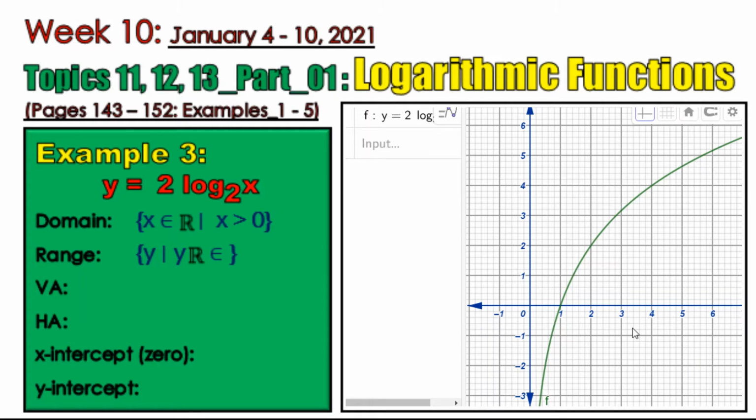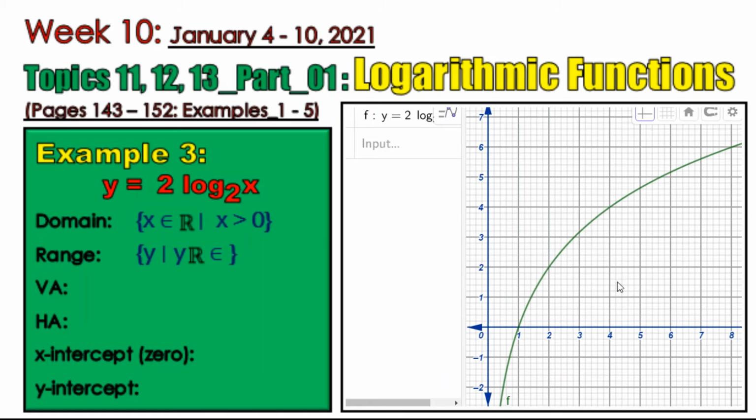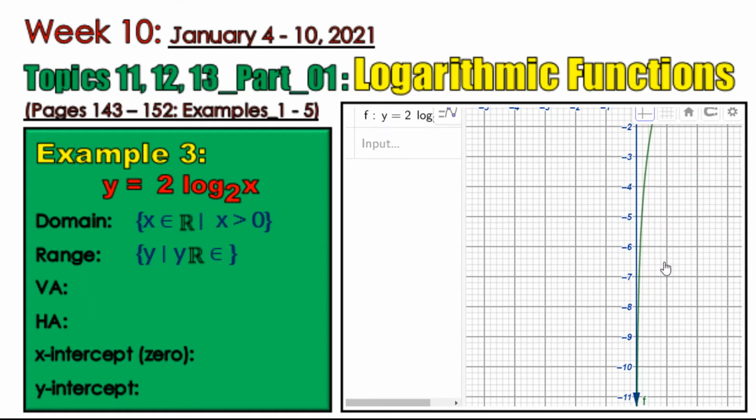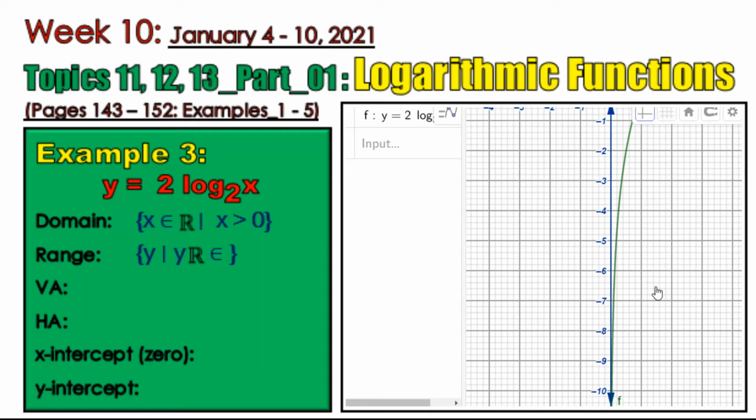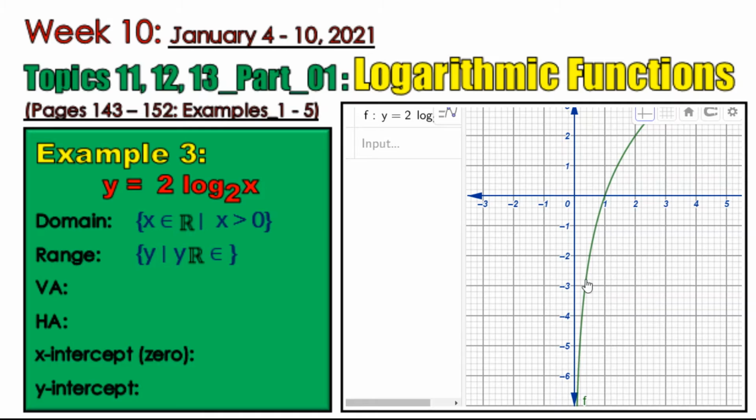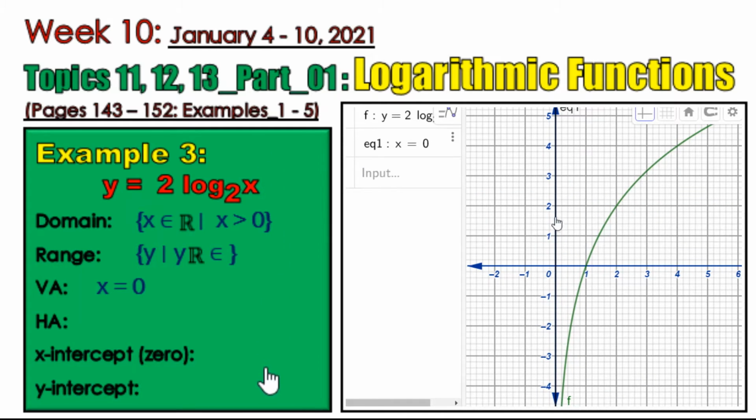Okay, how about the vertical asymptote? Can you find a vertical line being approached by this graph, but this graph will never intersect that vertical line? As you can see, there is a vertical line being approached by this graph, but this graph will never intersect it, and that is the y-axis. And the equation of this line is x is equal to 0. So this is our vertical asymptote.